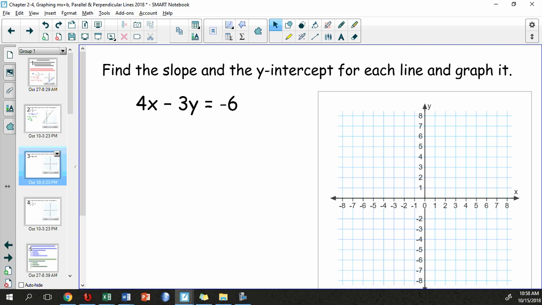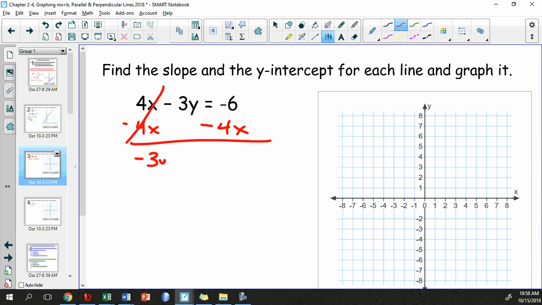How do I do this? How do I find the slope and the y-intercept of this one? I need to solve for y. So how do I solve for y? So I'm going to subtract 4x from both sides. Negative 3y is equal to negative 4x minus 6.